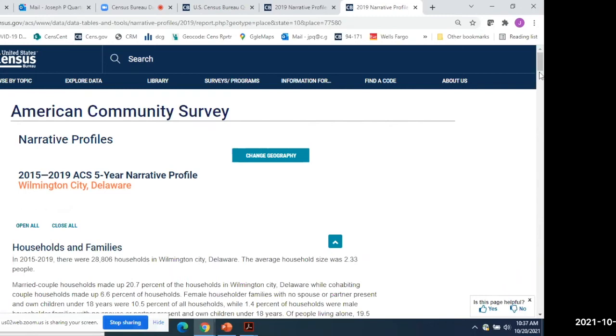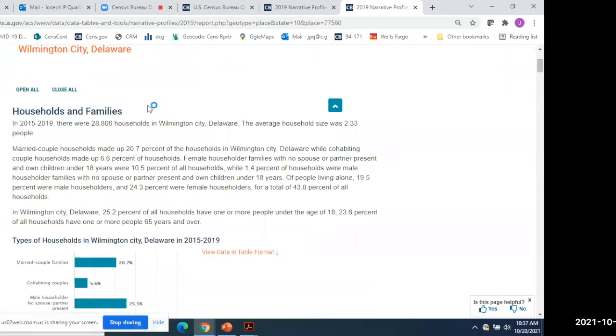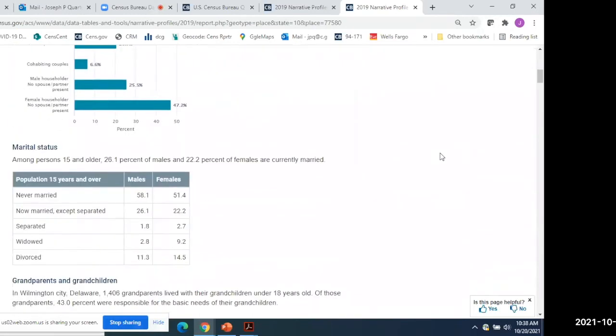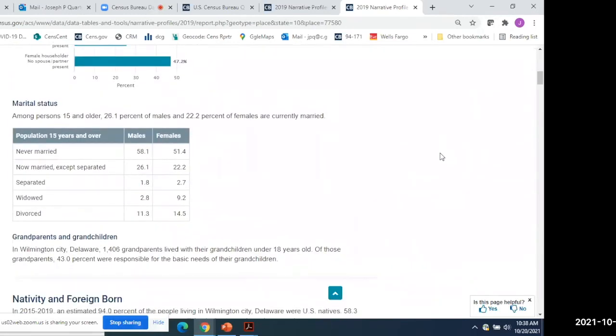So we get lots of data about Wilmington, but it's in narrative form. So for example, information about households and families in a narrative form. If you needed to have this information, what percentage do married couples make up in the households in Wilmington? Married couples made up 20% of the households in Wilmington. And it gives you more information about cohabitating couples and female-headed households, etc., things like that. Then there's other data points, like marital status.